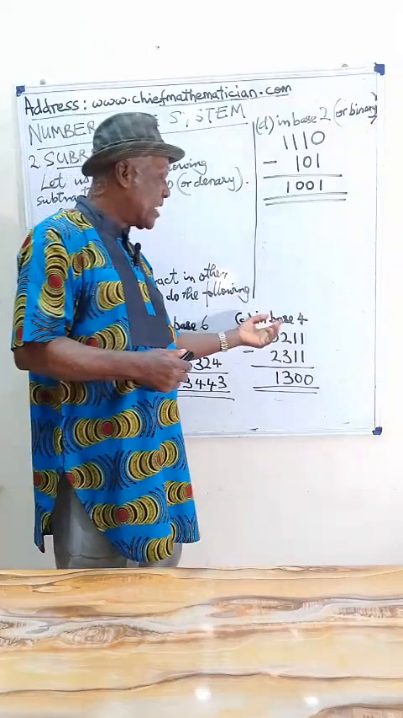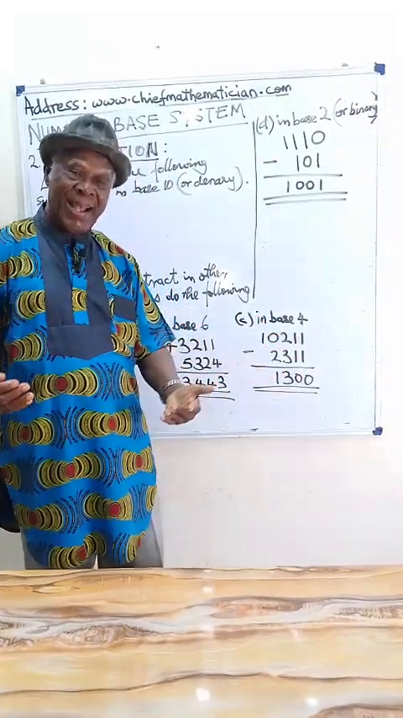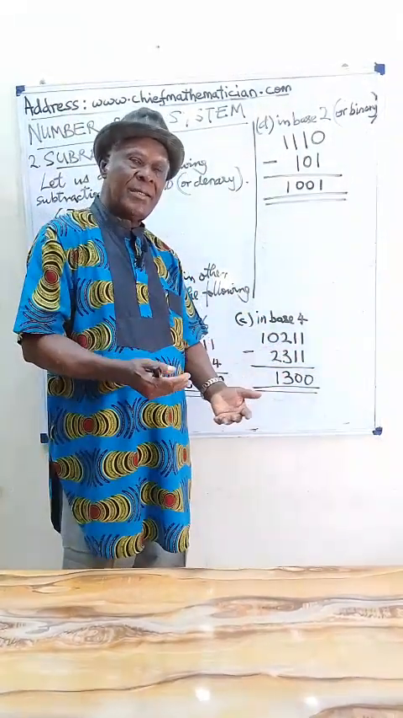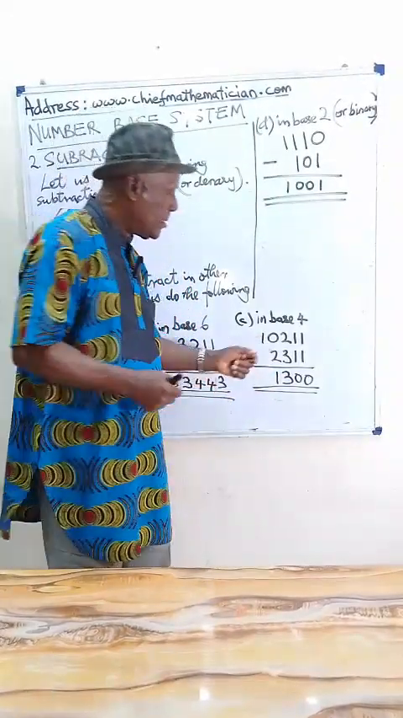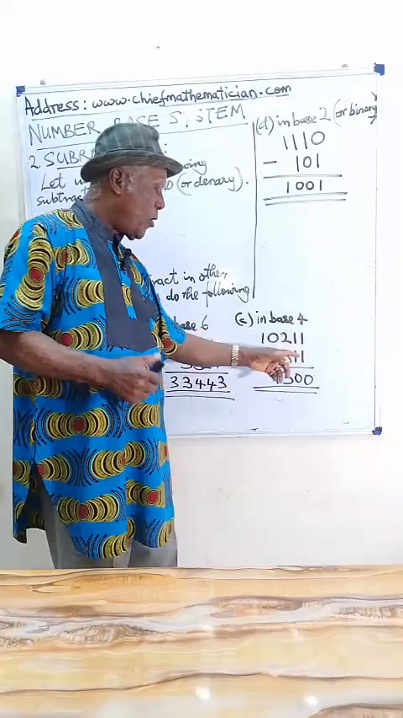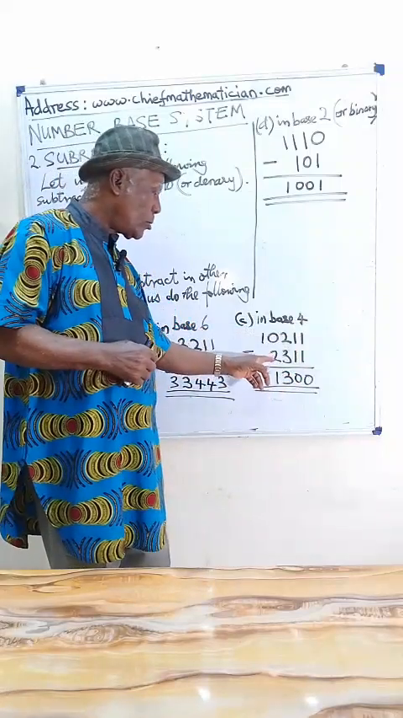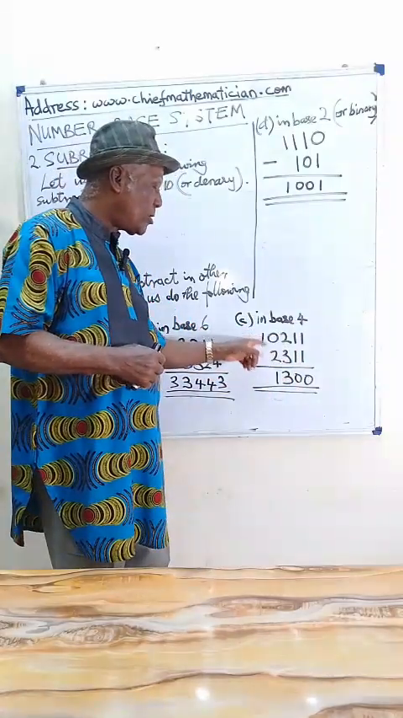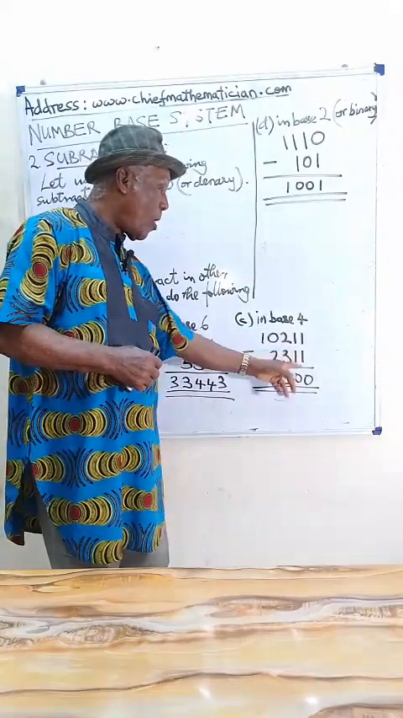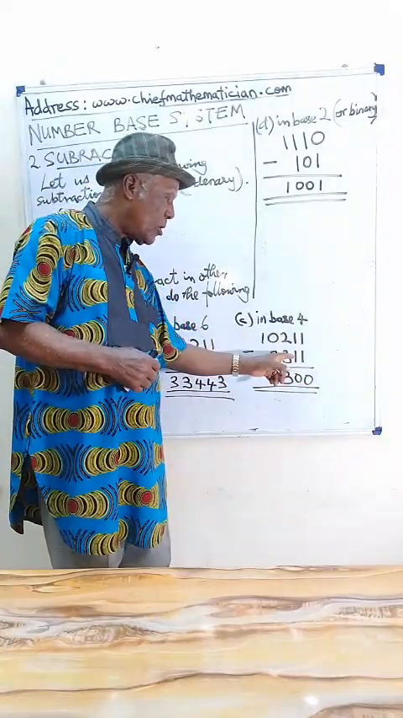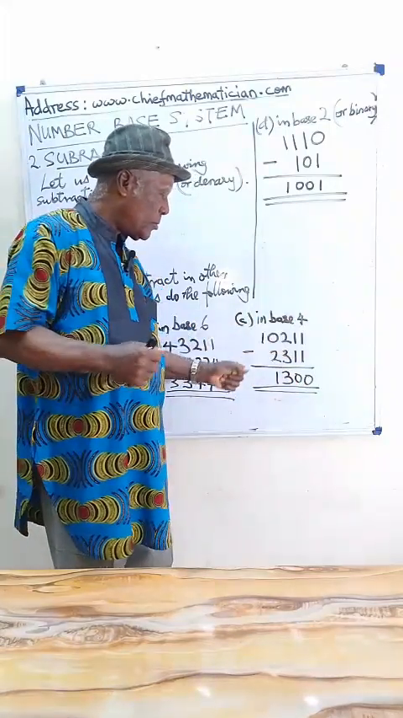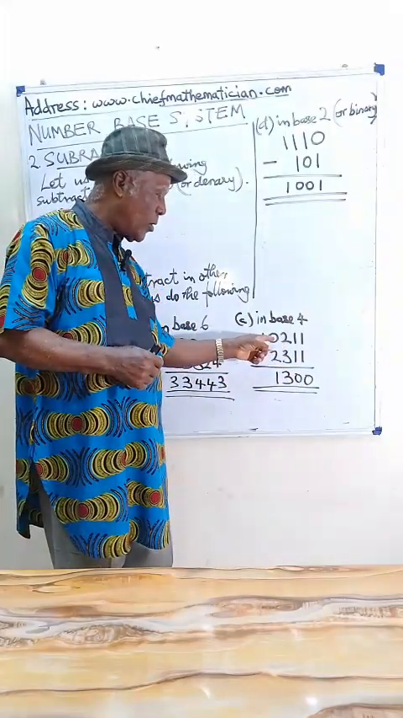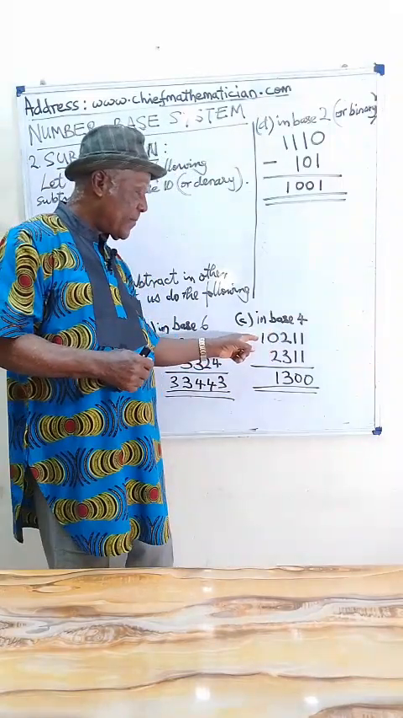Now go over to base 4. You can see that we are extending our idea. Our idea has come to a point now where we understand what we are doing. In base 4, we have to subtract 2, 3, 1, 1 from 1, 0, 2, 1, 1. 1 from 1, 0. 1 from 1, 0. 3 from 2, not possible. You cannot borrow from 0. You have to go back and borrow 1.